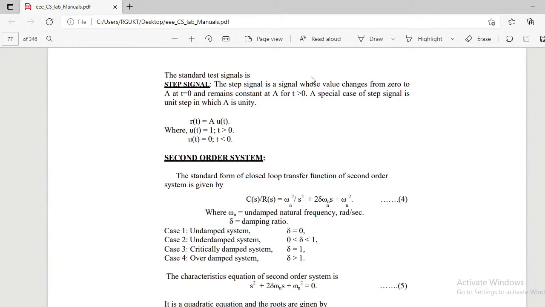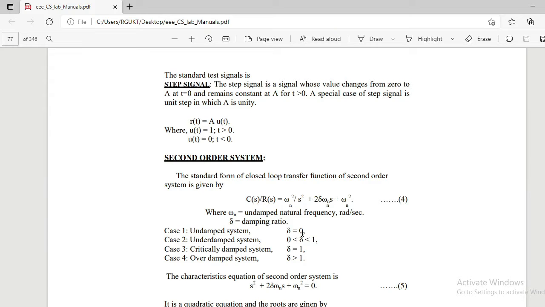I am assuming that the input signal is a step signal. So for the step signal, I am going to determine the time response. We know that for the second order system, this is the standard transfer function equation: C of S by R of S equals omega n square by S square plus 2 zeta omega n S plus omega n square. The denominator is what we indicate as the characteristic equation. If you solve that, then you may get the roots for your zeta.